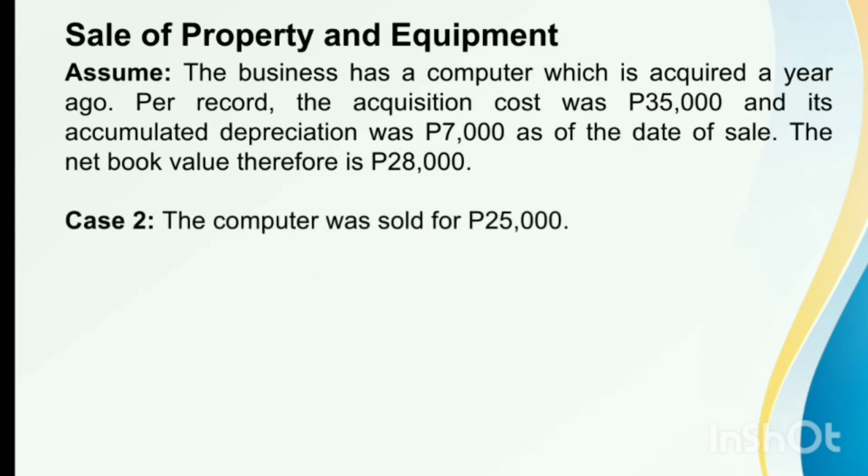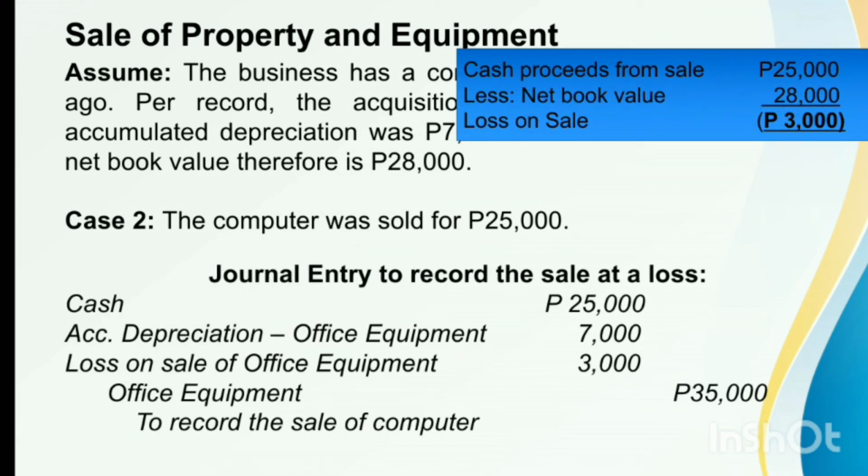Case number 2, the computer was sold for 25,000 pesos. So the sale here resulted in a loss of 3,000 pesos because the cash proceeds from sale is only 25,000 and the net book value of the computer is 28,000. So there is a loss on sale of 3,000 pesos.